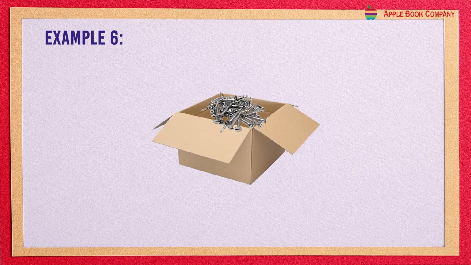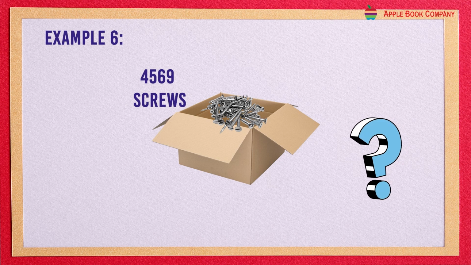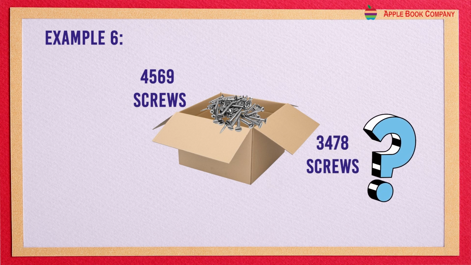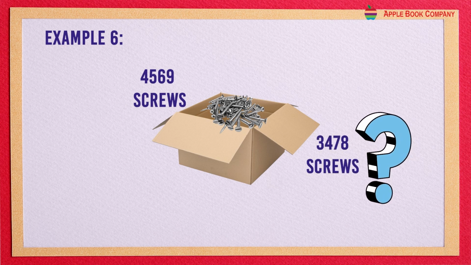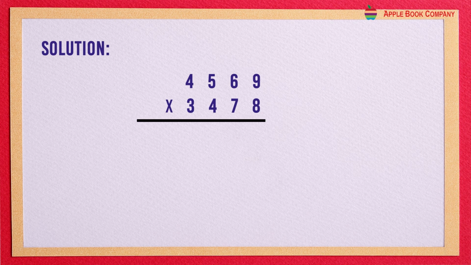Let us solve an example. Example 6. A carton contains 4,569 screws. How many screws will 3,478 cartons contain? Solution. Total number of screws is equal to 4,569 multiplied by 3,478. So when we are multiplying, you have to start from 8.